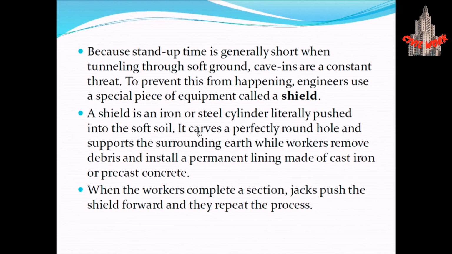To prevent this from happening, engineers use a special piece of equipment called a shield. A shield is an iron or steel cylinder literally pushed into the soft soil. It carves a perfectly round hole and supports the surrounding earth while workers remove the debris and install a permanent lining made of cast iron or precast concrete. When the workers complete a section, jacks push the shield forward and then repeat the process.